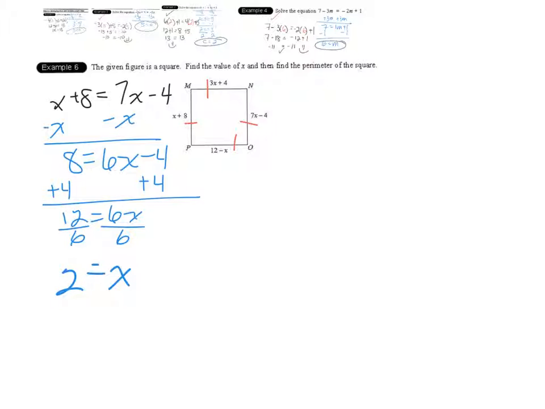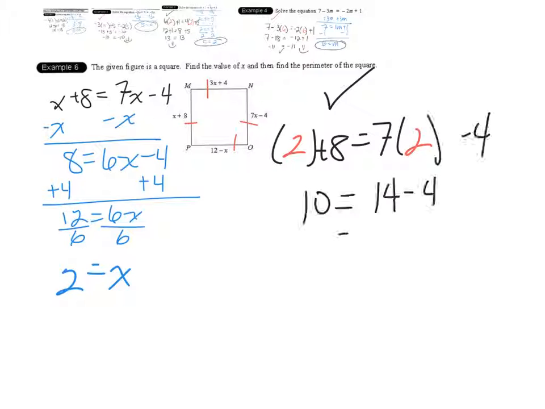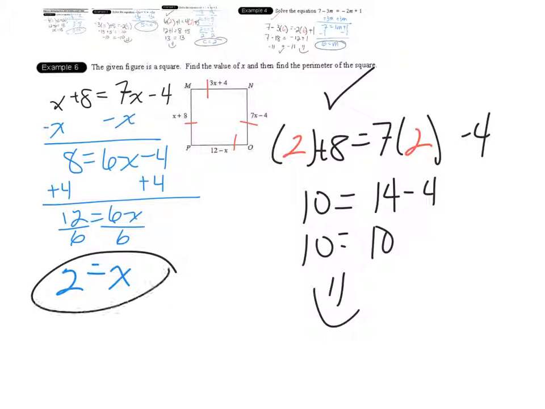Going back to the original equation, it's always a good idea to check. So I've got the value I found for x, which was 2, plus 8, equals 7 times the value I found for x, which was 2, minus 4, which is also 10. So my check step works. X is 2. And then they wanted us to find the perimeter of the square.